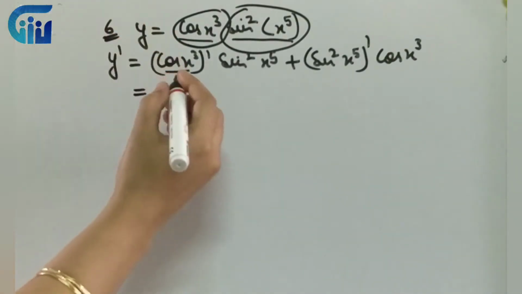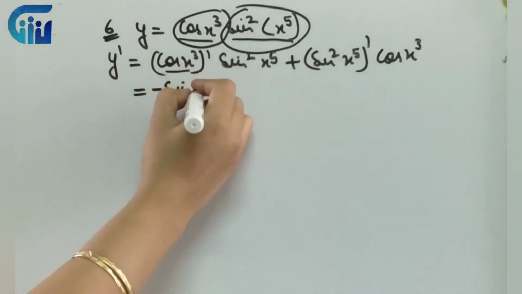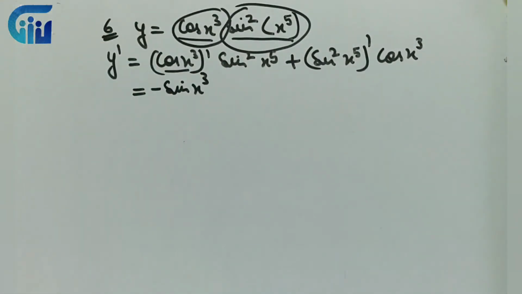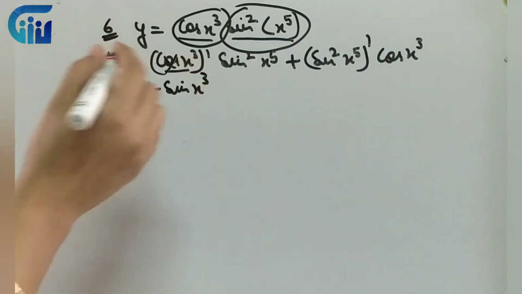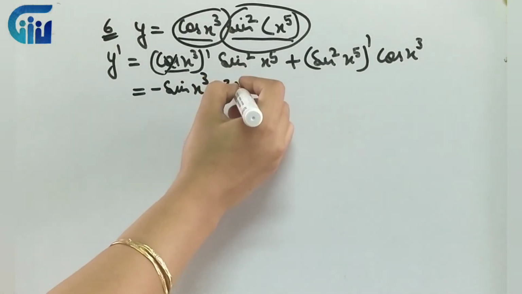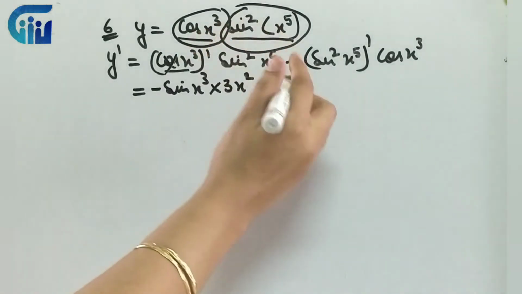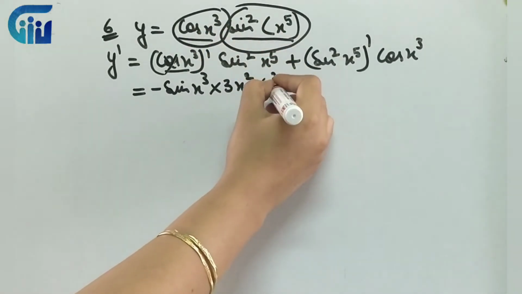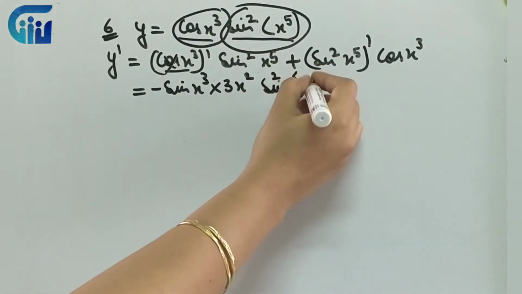So cos का derivative क्या होता है? Minus sin x cube. I'll just write as it is. So cos को cut कर देते हैं. Then x cube का derivative. What is the derivative of x cube? It will be 3x square, right? This as it is, तो इसको sin square x5 I'll write as it is, right?